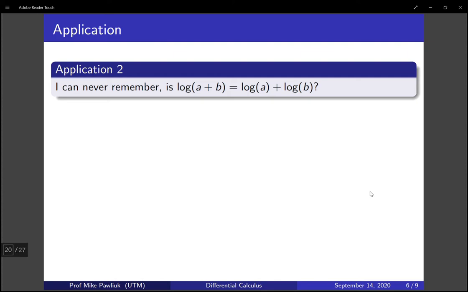Here's a second application. I can never remember: is log of a plus b equal to log of a plus log of b? This is a common thing that students often forget. So let's use the perspective we've developed to answer this question.